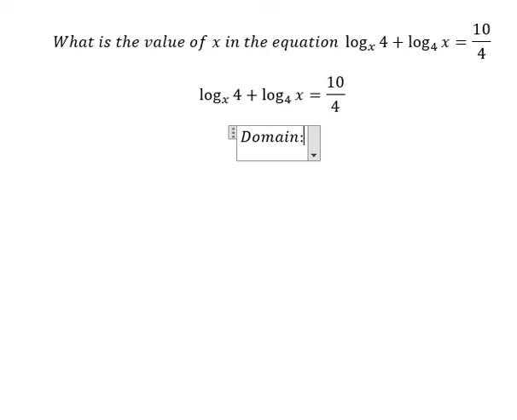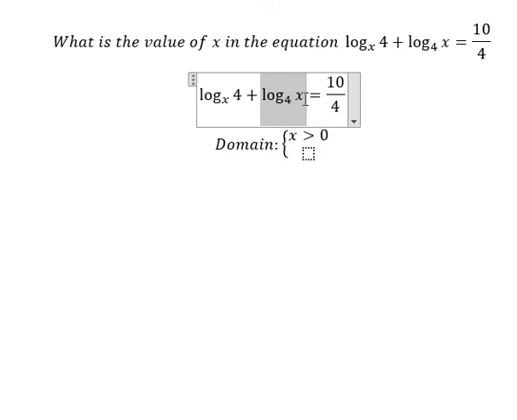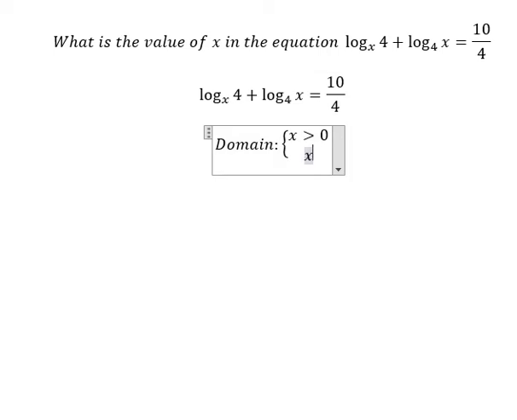So we have S should be positive because this is about the log in here. Next, we have the base in here, so S cannot equal number 1. So we just finished the domain.